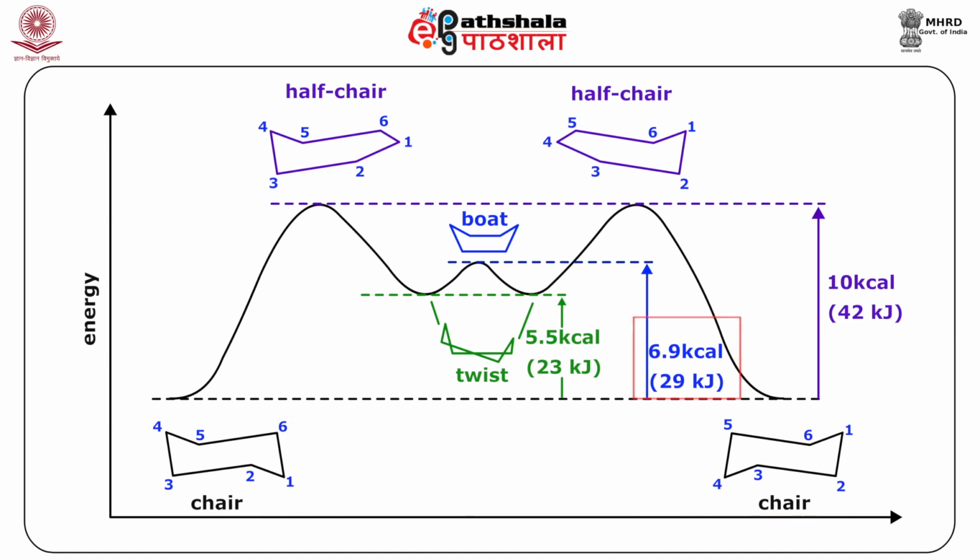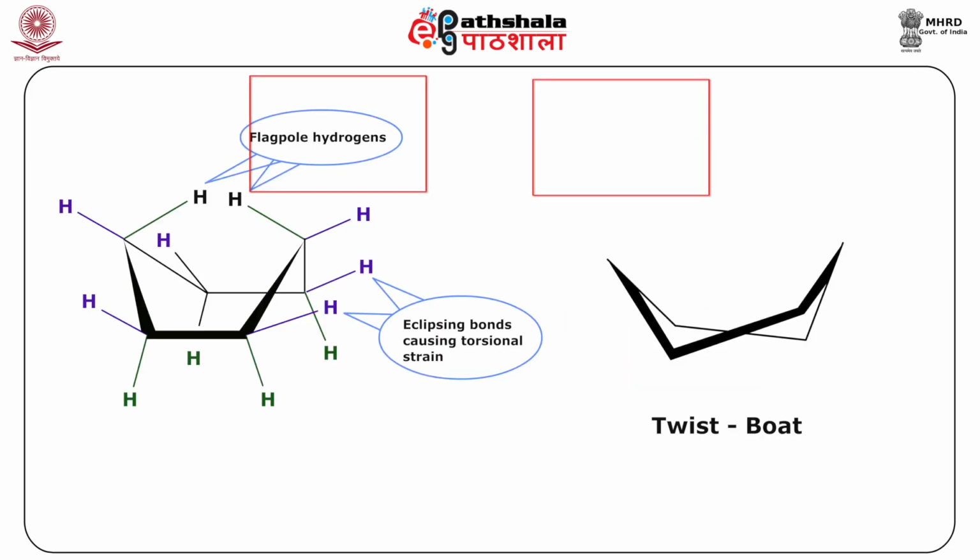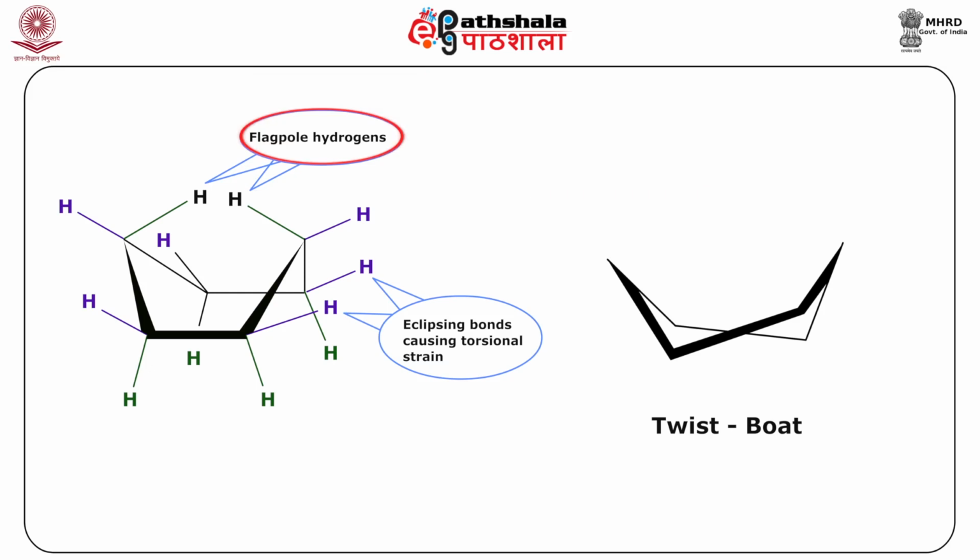The boat conformation is 6.9 kilocalories per mole higher in energy than the chair conformation. This may largely be attributed to torsional strain among the 4 pairs of hydrogens which is there in boat conformation, and also to some extent to flagpole interactions. The flagpole interactions are shown in the figure, wherein the 2 hydrogens are actually bumping into each other, giving rise to some kind of steric strain. So, the major reason for destabilizing of boat conformation is mainly due to the torsional strain, that is eclipsing interactions, and also the flagpole interactions.